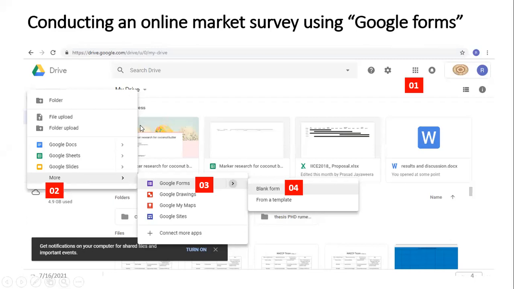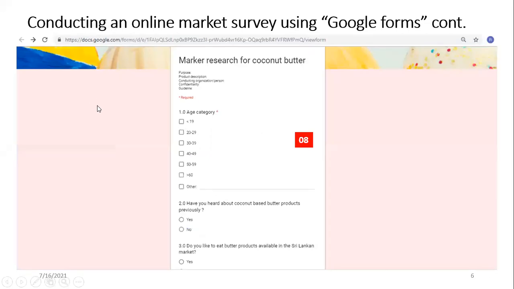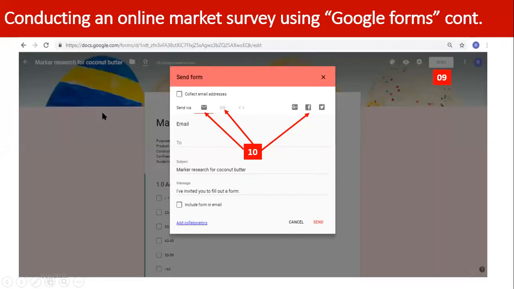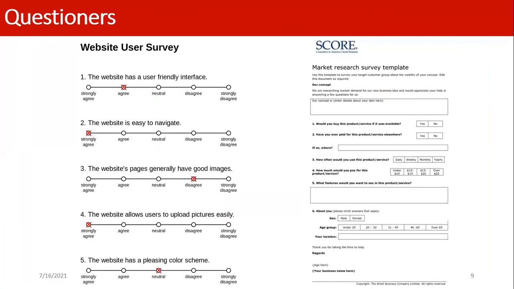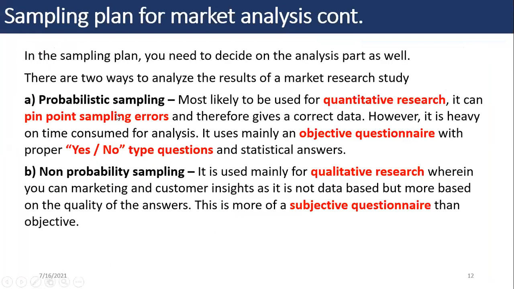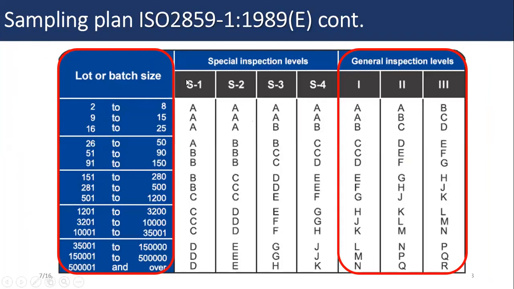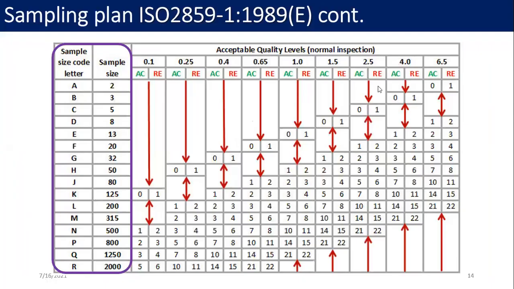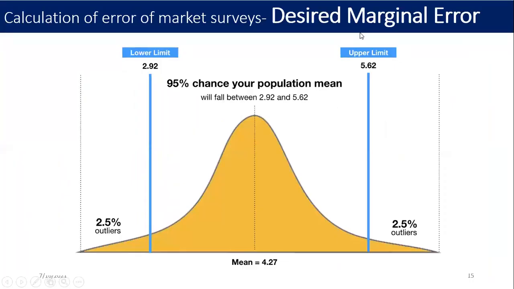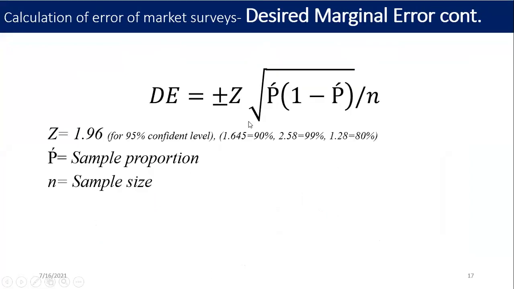Anyway, under this lecture, under this topic, we have discussed how to conduct an online survey. The general one is Google Forms. Out of that, we have discussed some advanced methods, like Zoho Survey and SurveyMonkey. And some sampling methods were also discussed: ISO 2859 methods, how to get samples using the population size. This is actually a very good sampling plan, which is accepted internationally. The desired margin of error was also discussed, and how to calculate it.